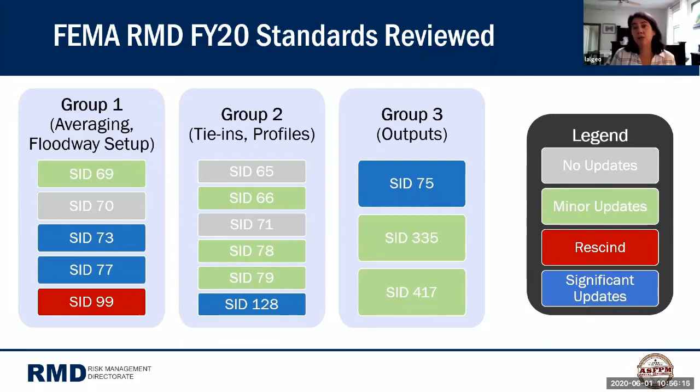The gray indicates that through our review, we determined that there were no updates needed. In green, it means there were some minor changes that we made. Red is we actually rescinded the standard. And blue means that there were some significant changes that we made based on the conversations with the IPT from the input of all of the stakeholders.